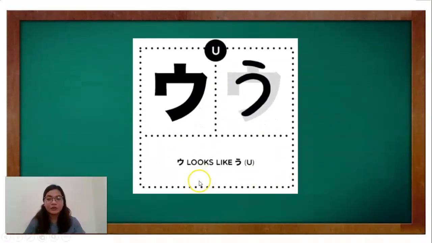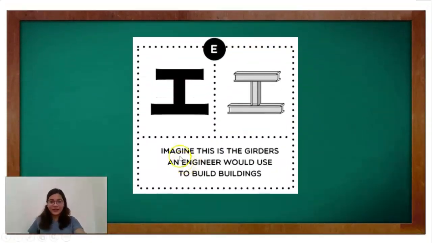Okay, next, U looks like U in hiragana, just like this. Okay? Next, E. Imagine this is the girders an engineer would use to build buildings. So, E as in engineer.